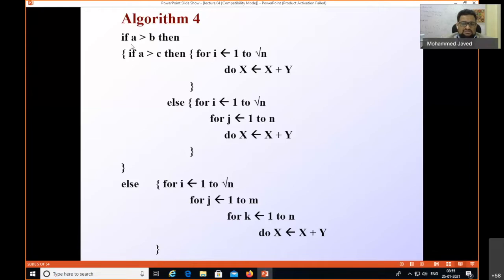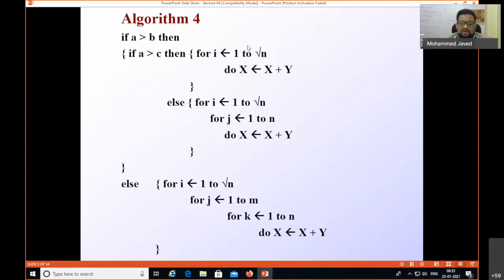And if A is greater than B fails, then this else will be executed. This else is for i equal to 1 to root n, for j equal to 1 to m, for k equal to 1 to n, do x equal to x plus y. So this is the algorithm.